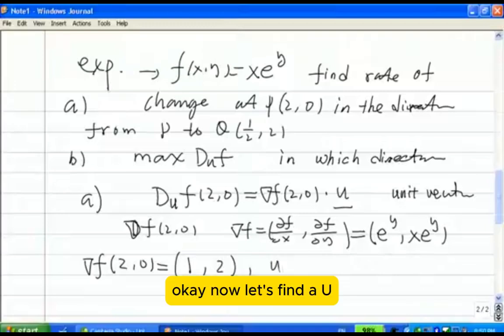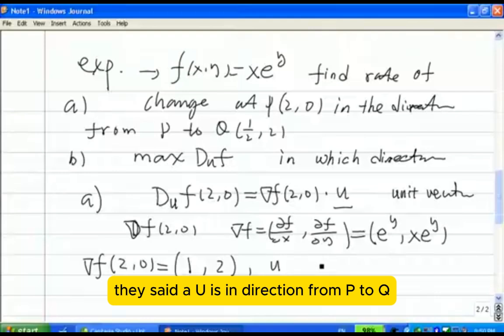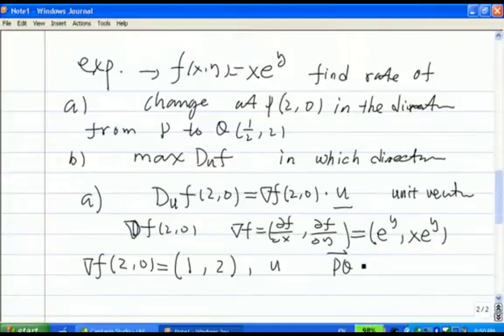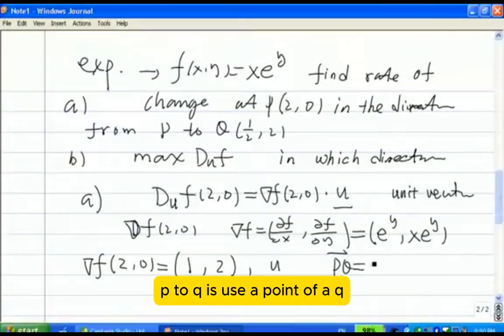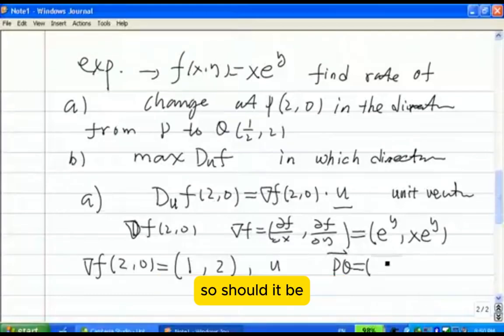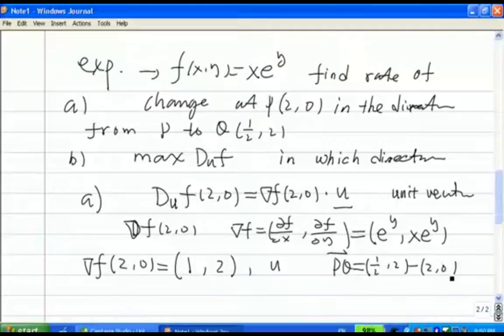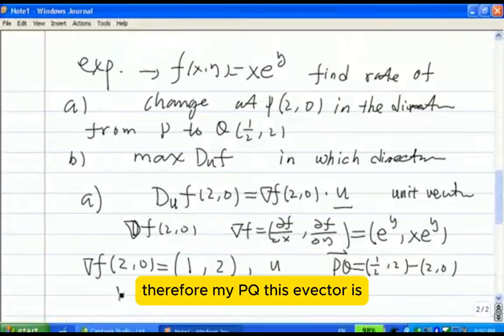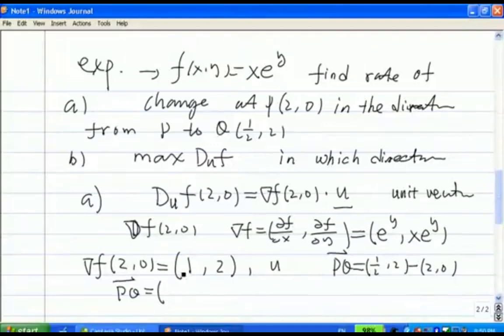Okay, now let's find u. They said u is in the direction from P to Q. PQ is found by taking the coordinates of Q and subtracting the coordinates of P. So it should be (1/2, 2) minus (2, 0). Therefore, my vector PQ is (negative 3/2, 2).